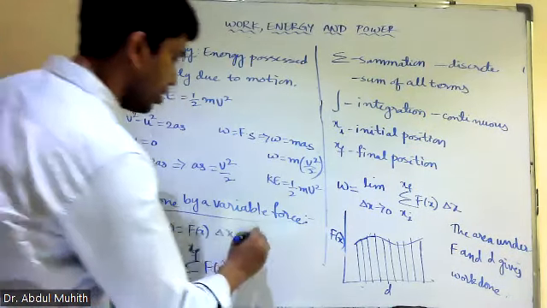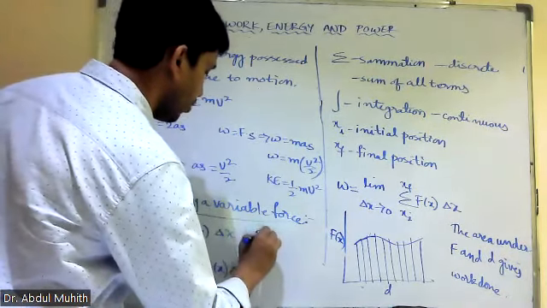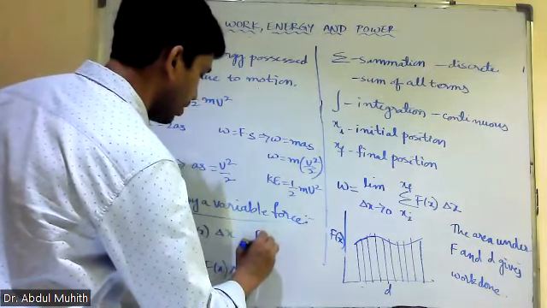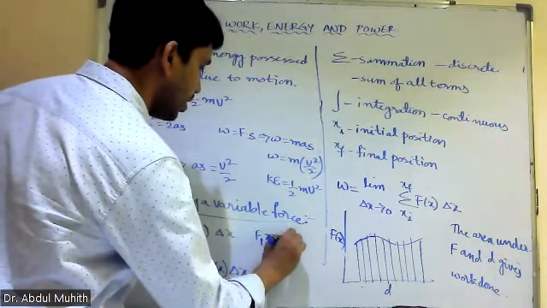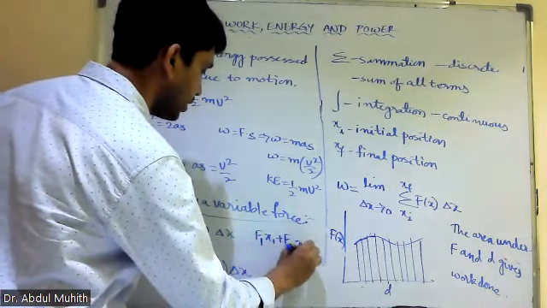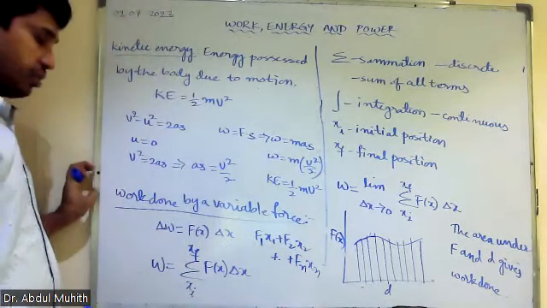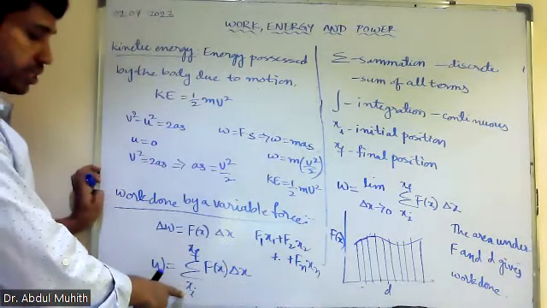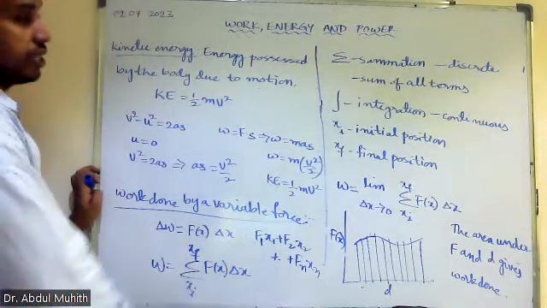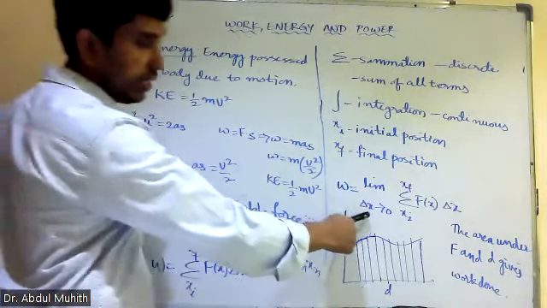How do we write this? f of that is f1 into x1 plus f2 into x2 plus dash dash dash fn xn. Okay, like that we keep on going. So that is how we write. So instead of writing like that, we are writing summation xi to xf, f of x into delta x. But I wrote here delta x tends to 0.